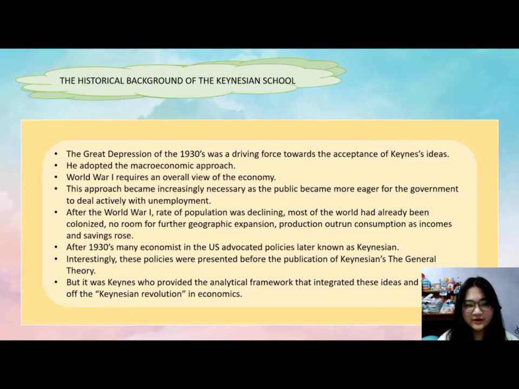After World War I, the rate of population growth was declining. Most of the world had already been colonized, with no room for further geographic expansion. Production outran consumption as incomes and savings rose. After the 1930s, many economists in the US advocated policies later known as Keynesian. These policies were presented before the publication of The General Theory, but it was Keynes who provided the analytical framework that integrated these ideas and touched off the Keynesian revolution in economics.